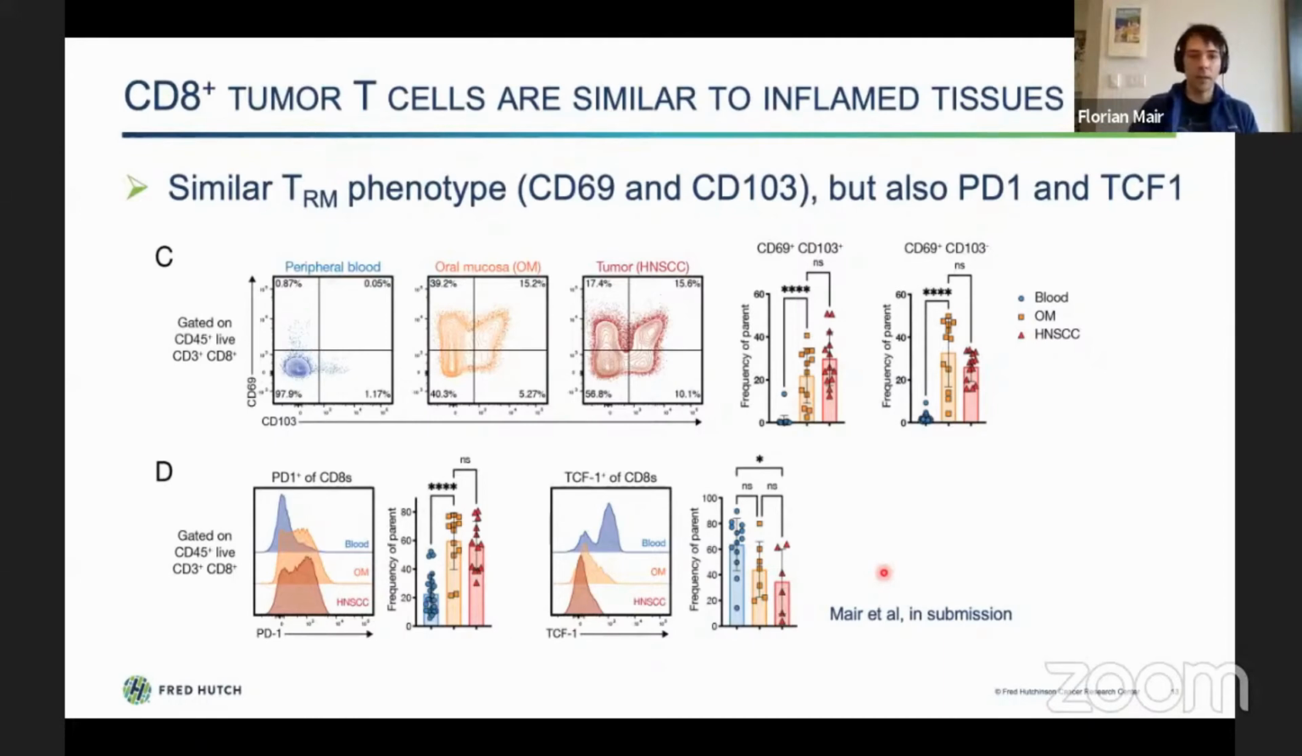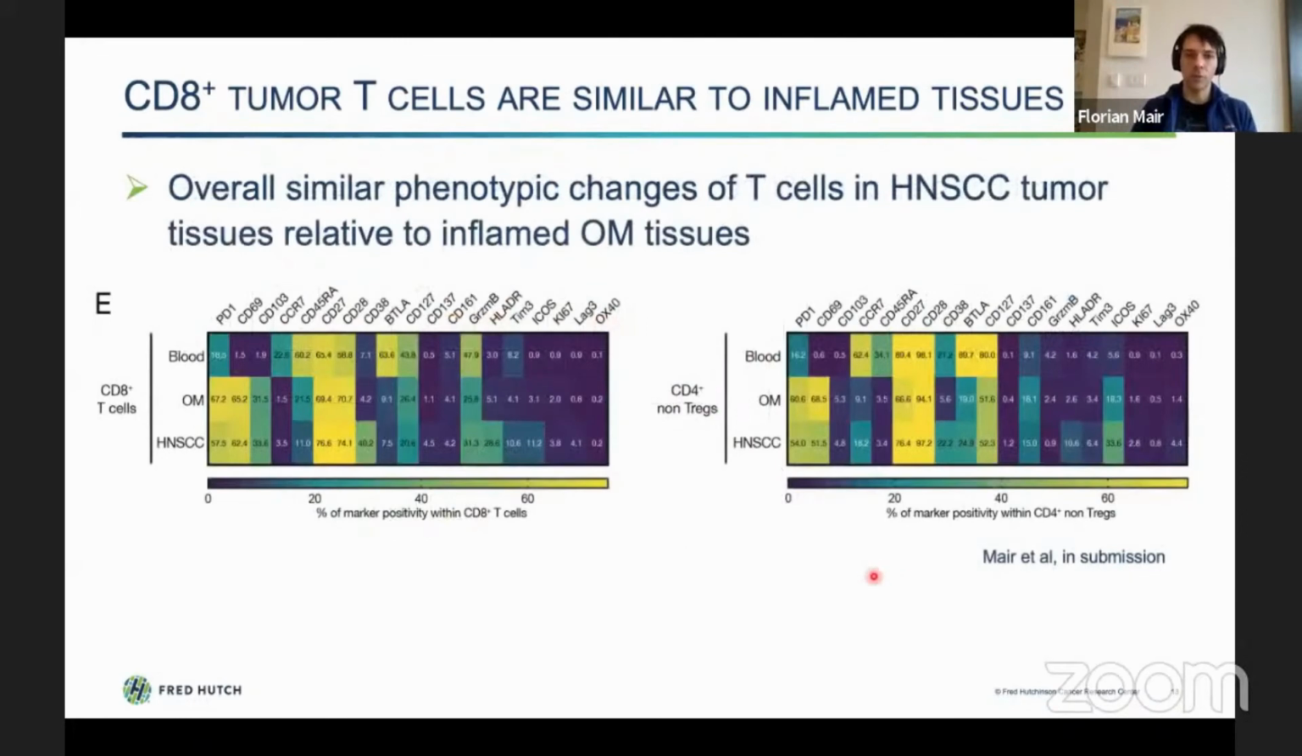In our T cell panel, we had of course a bunch of other markers, and I'll spare you all the raw plots, but summarize that data in a heat map here. On the left-hand side, you can see a heat map of average marker positivity within CD8 T cells. And over here, you can see a heat map for the average marker positivity within the CD4 non-Treg population. The upper row represents the blood, the middle row the oral mucosa, and the lower row the tumor. Without looking at the actual numbers, you can probably appreciate that the T cells derived from the oral mucosal tissue or from the tumor tissue are overall very distinct from the peripheral blood, but between the two tissue sources are remarkably similar.